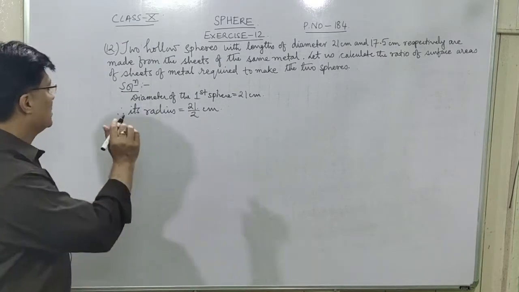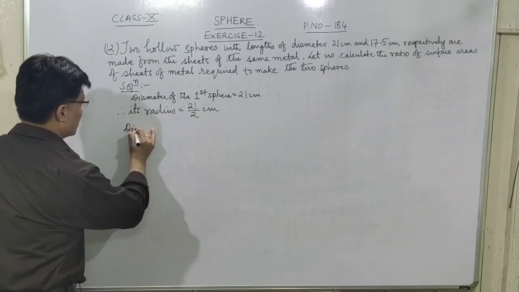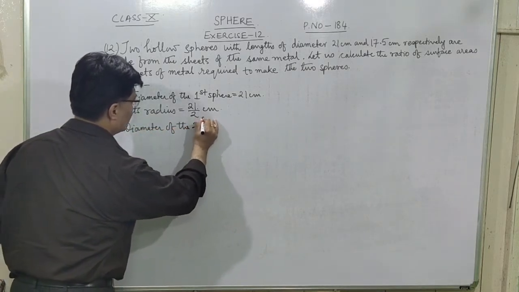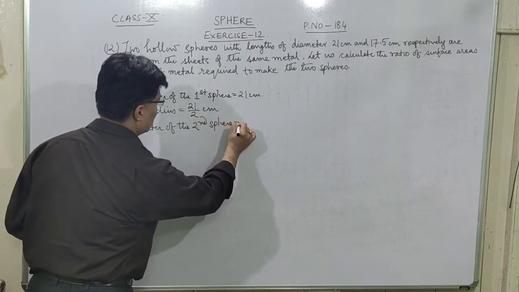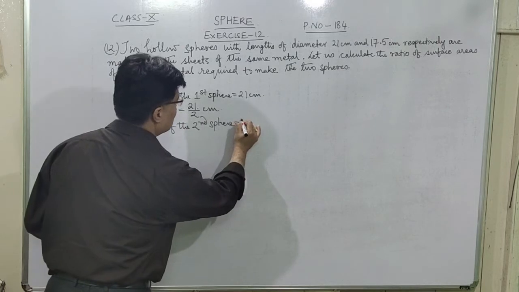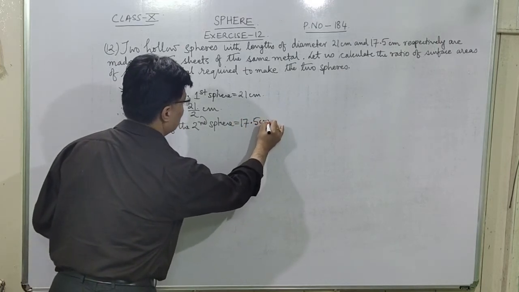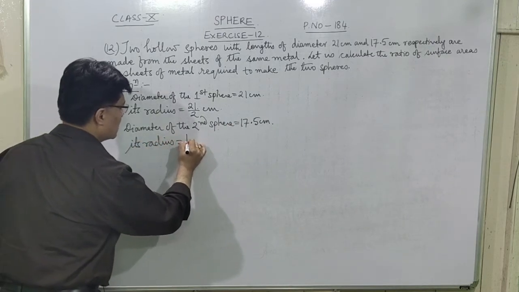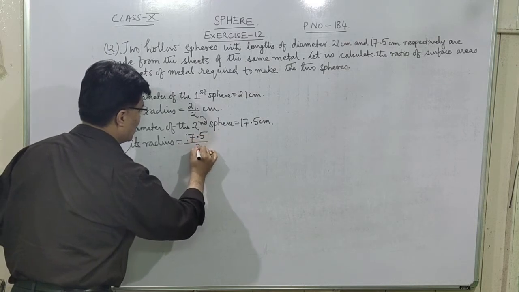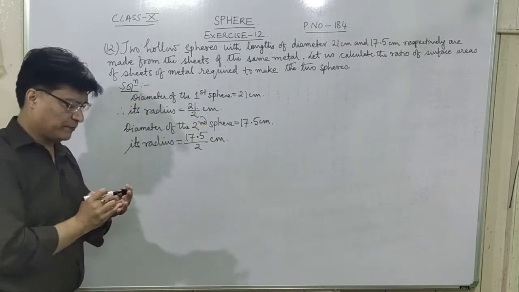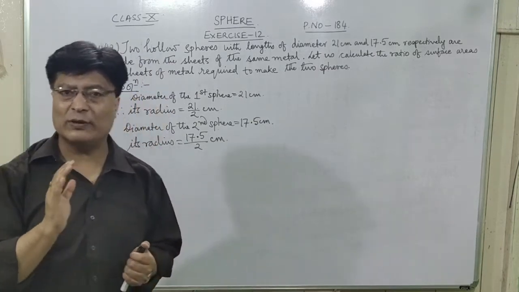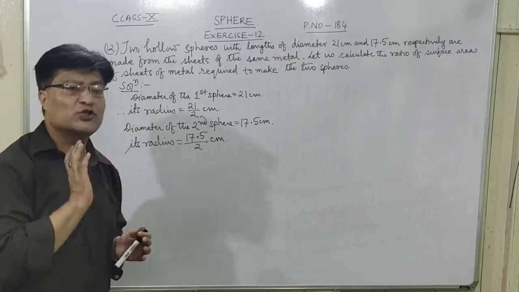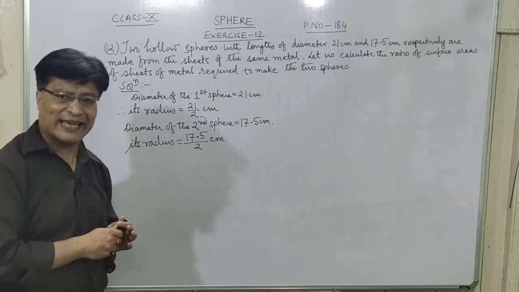Don't simplify it, right? So similarly, what is the diameter of the second sphere? Diameter of the second sphere is equal to, how much is that? It is 17.5 centimeter. So its radius is equal to 17.5 divided by 2 centimeter. Okay, so we have calculated their radii, right? So now let us find out the surface area. Let us find out their surface areas.